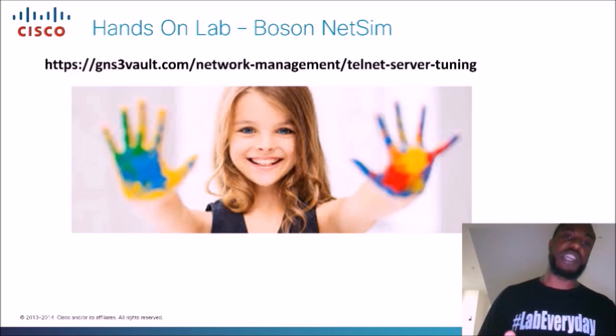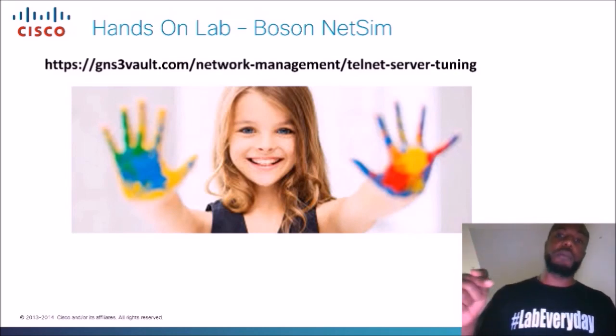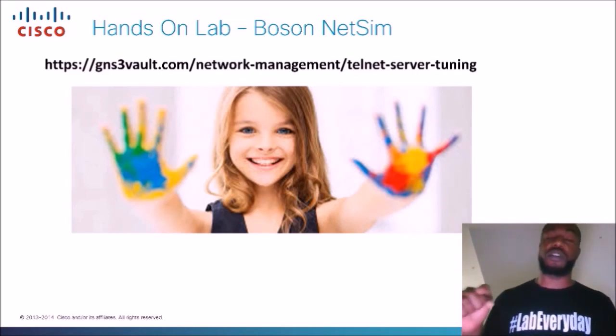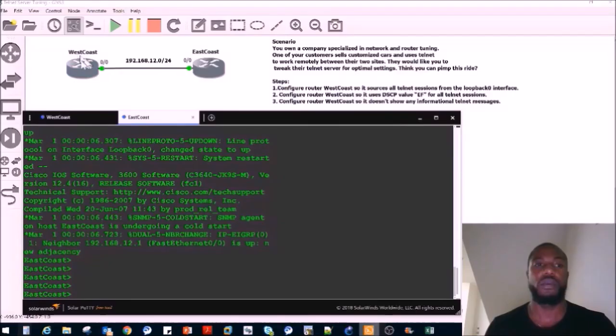Let's fire up GNS3 and play with a little bit of Telnet server tuning. We're going to set up a Telnet session and fine tune it a little bit. We have the West Coast router on the left-hand side and the East Coast router on the right-hand side. They both sit in the 192.168.12.0 network, very similar to the topology we worked in the last video. Step 1, configure router West Coast so it sources all Telnet sessions from the loopback 0 interface. There's also a loopback on here, so let's see what interface it'll normally use.